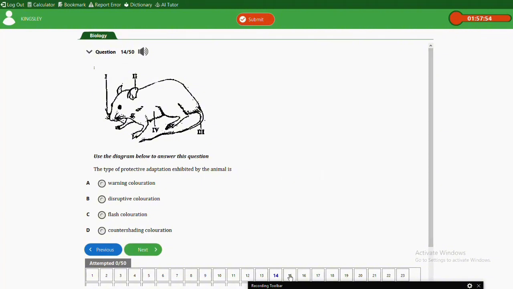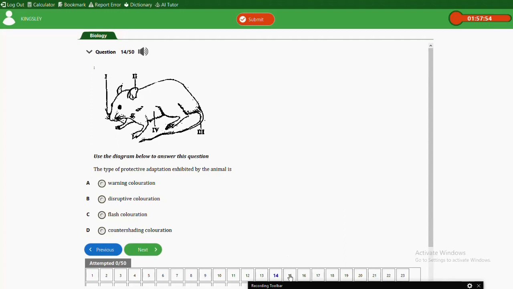Question number 14 says, use the diagram below to answer this question. The type of protective adaptation exhibited by the animal is A, warning coloration, B, disruptive coloration, C, flash coloration, and D, counter shading coloration. Of course, we know that this animal does not exhibit a warning coloration, so it does not also exhibit a disruptive coloration, and it does not also exhibit a flash coloration.